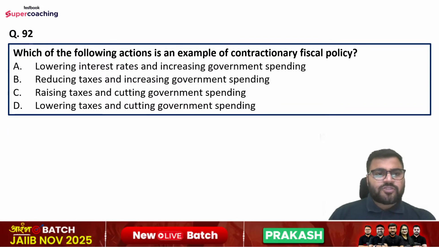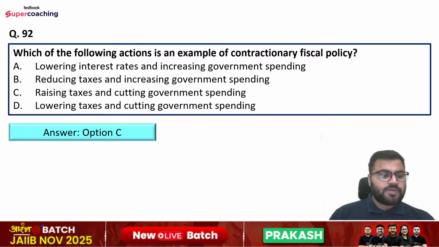Question number 92, which of the following actions is an example of contractionary fiscal policy? Options are lowering interest rates and increasing government spending, reducing taxes and increasing government spending, raising taxes and cutting government spending, lowering taxes and cutting government spending. So right answer is option number C.